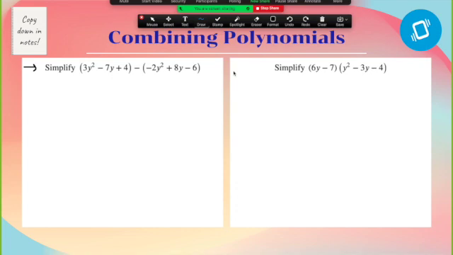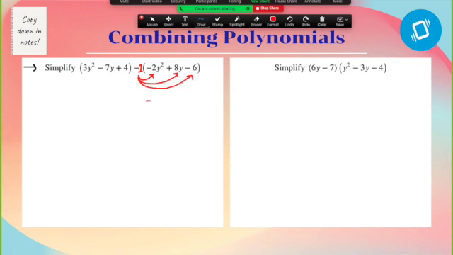Alright, so let's try it out. First thing I want to do is identify this negative sign. Since we have a negative sign, that means that I want to distribute it to every single term on the inside of the right parenthesis. A nice way of doing this is by imagining that there is a 1 right here. So you have negative 1, that's being distributed to the negative 2y squared, to the positive 8y, and to the negative 6.